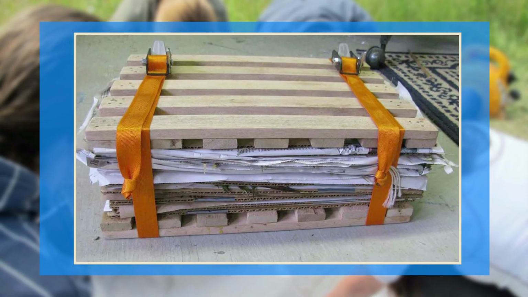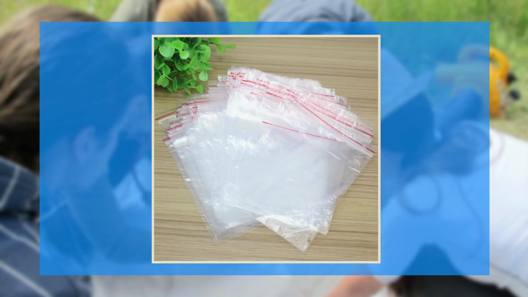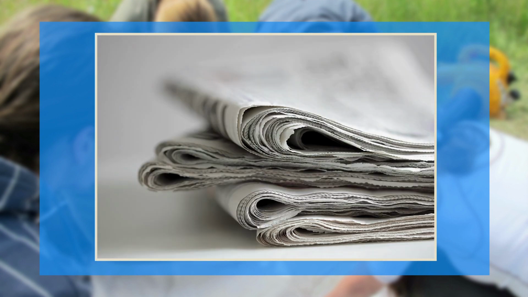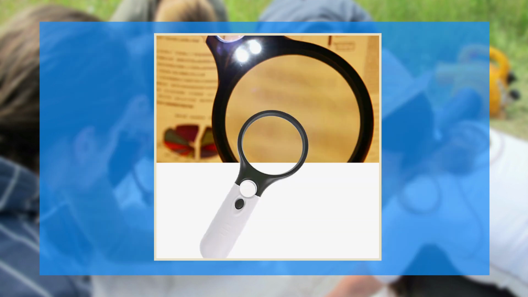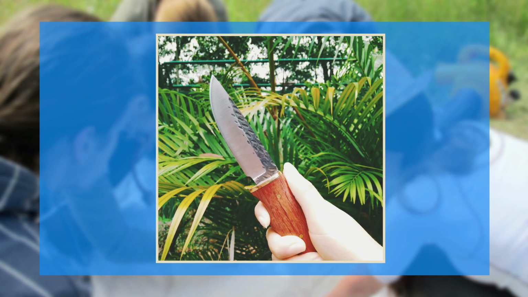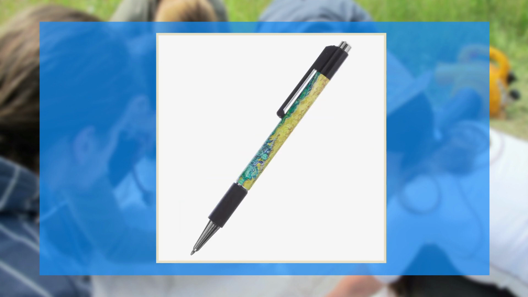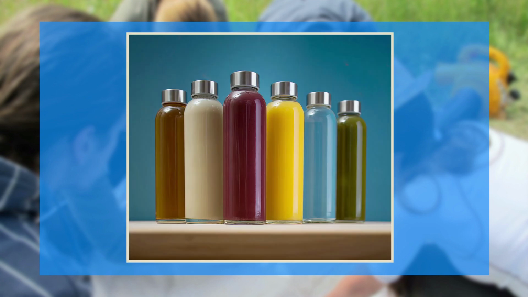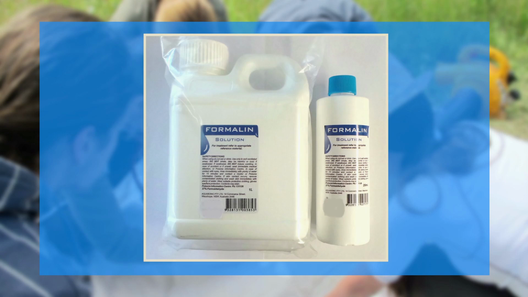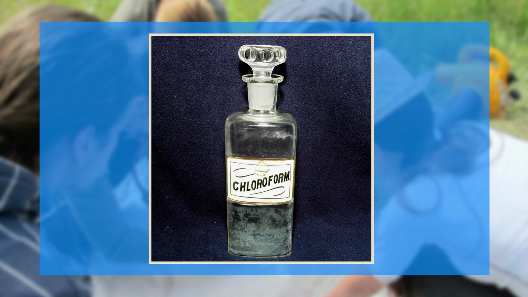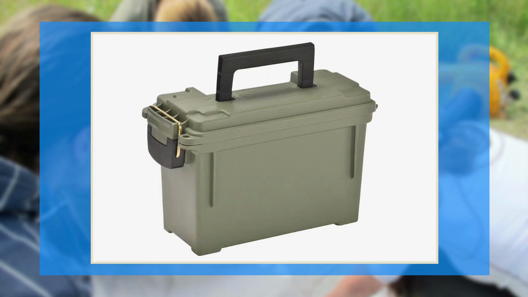The following items are essential in the field for most of the taxonomic work: field notebook, field press, plastic bags, transparent polythene bags, digging tools, pruning shears, newspapers, digital camera, 10x or 20x hand lens, pocket knife, GPS, that's global positioning system, soft leaded pencil, ball pen, plastic or glass bottles, liquid preservatives like formalin, glacial acetic acid, ethyl alcohol, chloroform, storage boxes, etc.